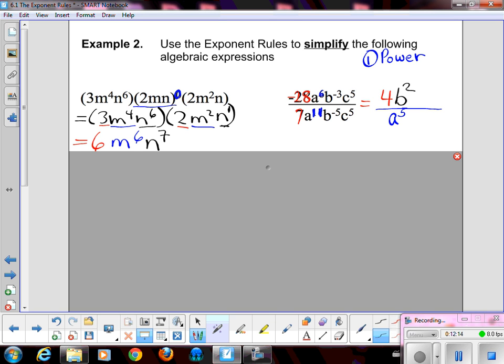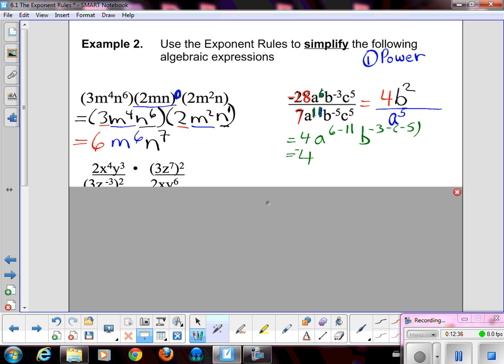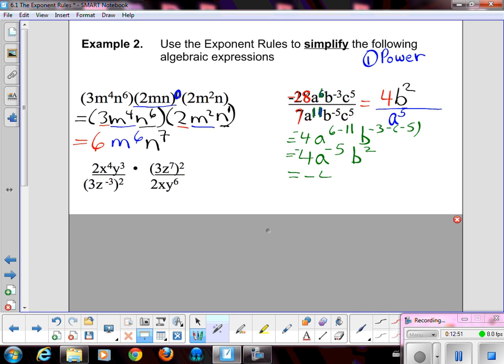Now you're saying, okay, I missed that negative part stuff that you did. I'm assuming everyone got the 4 part. Let's look at that a again. So if I do 6 take away 11, and my b is negative 3 take away a negative 5. You can see what we have here is negative 4, a to the negative 5, b squared. Now normally we don't like negative exponents, so that's why we flip it, and we can look closer at that later on. So that's how come that negative locates down here, and because then it becomes positive 5.